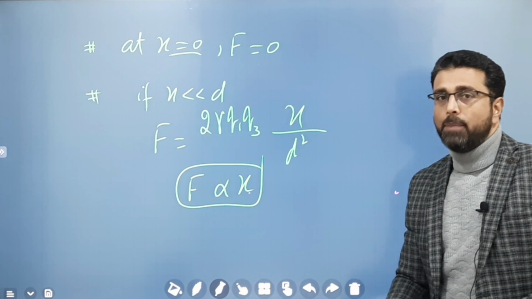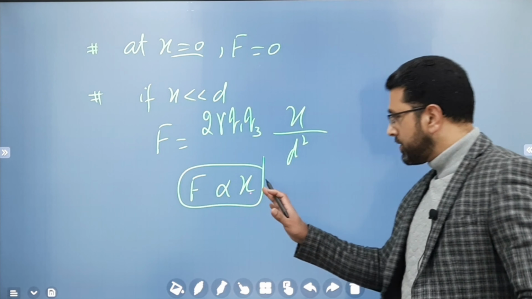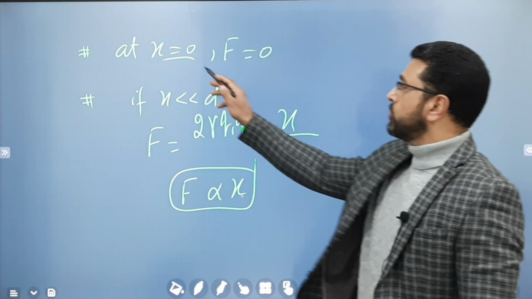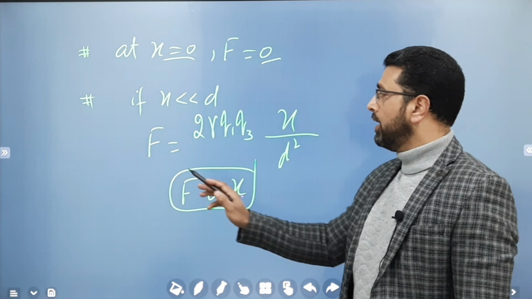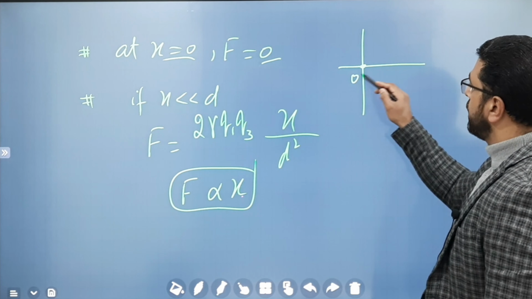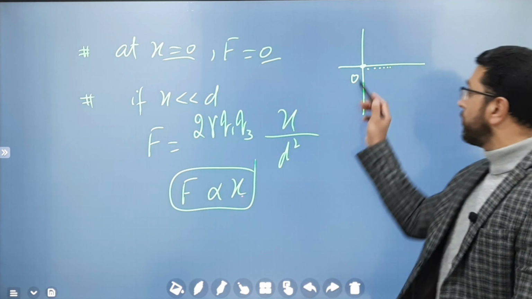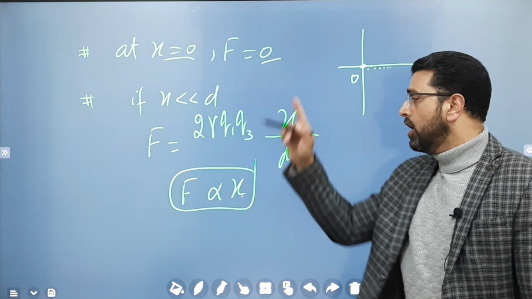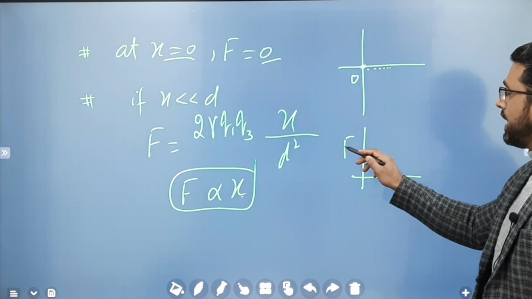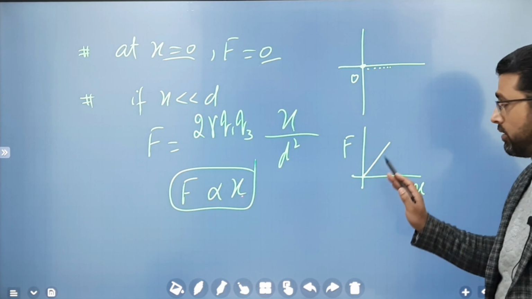Now we'll see what happens when x is very large. So we have to consider another special case. If x is equal to 0, then force is 0. If x is very small in comparison to d, that means we are moving from the origin little by little. Force happens to be directly proportional to x initially, for very small values of x. That would mean if we draw a graph between force and x, initially the graph will be a linear curve like this. Initially, later on it will change.